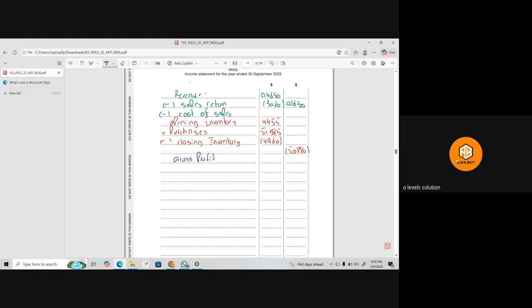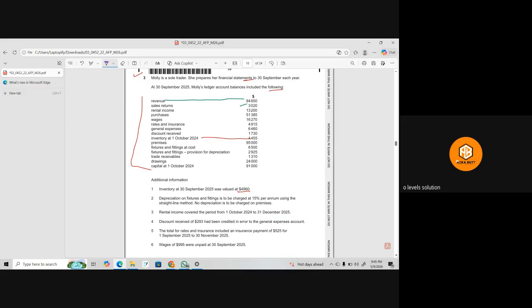Okay. So we have the gross profit. If we just minus this from here, so this is 40750. Now we'll do what we need to do. We need to add the other income if there is any. Let's see, do we have any other income? Okay, so we had a discount received. And yeah, this one, the rental income, 13,200.